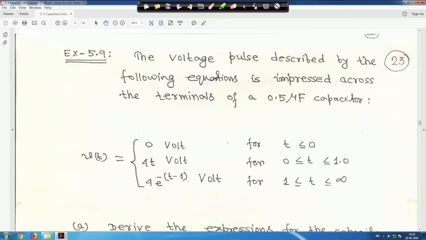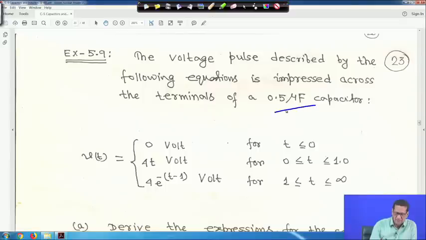Okay. So, we will take another example, then we will move to the inductors. So, this is another example. The voltage pulse described by the following equation is impressed across the terminals of a 0.5 microfarad capacitor. It is given v(t) is equal to 0 volt for t less than or equal to 0.